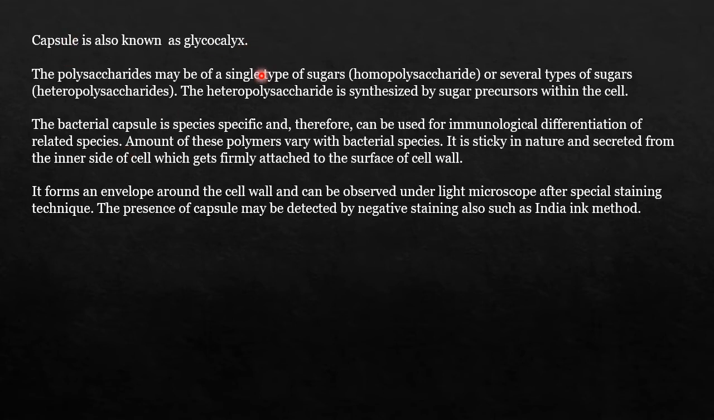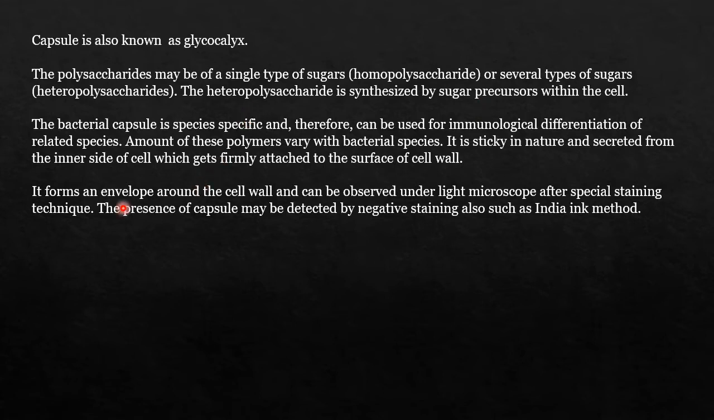The polysaccharides may be of a single type of sugar. As we had seen, the capsule is made up of polysaccharides and polypeptides. In case of polysaccharides, the sugar can be a single type, so you can term it as homopolysaccharide, and if it is made up of several types of sugar, then you term it as heteropolysaccharide. The heteropolysaccharide is synthesized by sugar precursor within the cell. So if a particular precursor is present in the cell, then that cell can produce heteropolysaccharides.